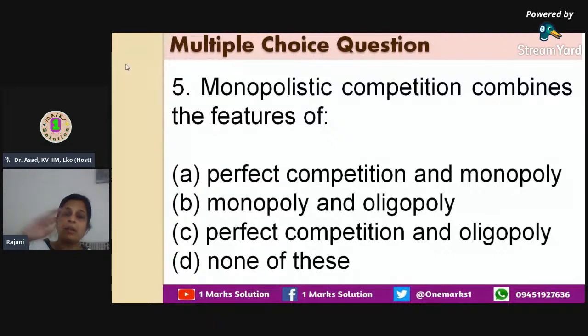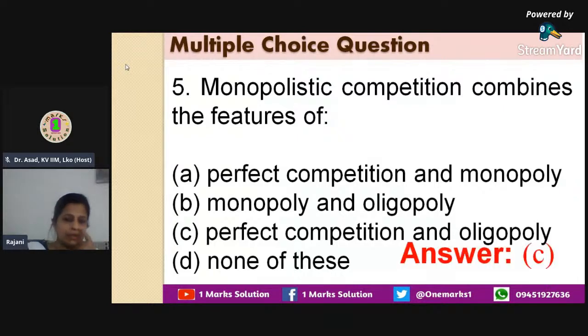Monopolistic competition is a mixture of these two market structures, and it is the most visible form of market. I think option C is the correct answer. Yes, perfect competition and oligopoly is the correct answer. Monopolistic competition combines the features of perfect competition and oligopoly.